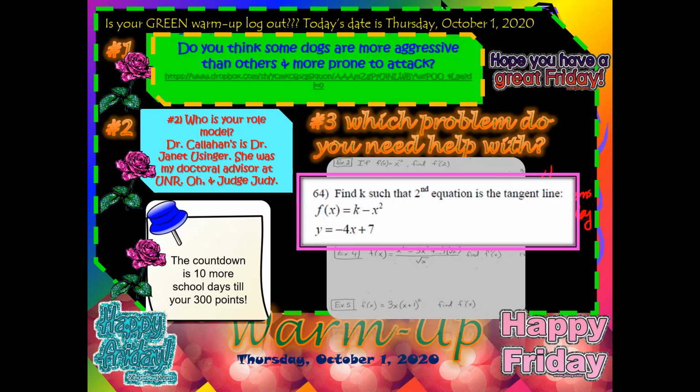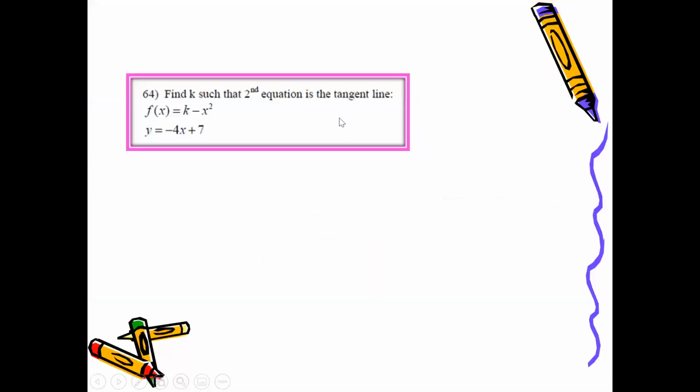Okay, let's go ahead and take a look at this question here. This is a question that was part of your video guided notes from yesterday, week 7 Thursday, and you guys had a video that actually went over this, but in case you didn't understand it or you're not quite sure, let's just go over it together because this is a very likely question they'll have on the AP test. They just love having you find the letter K. It says find K such that the second equation is the tangent line.